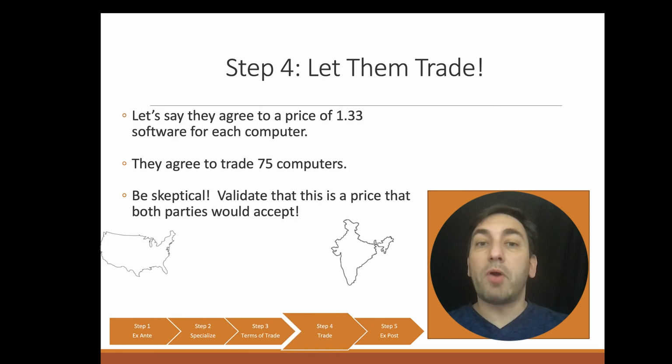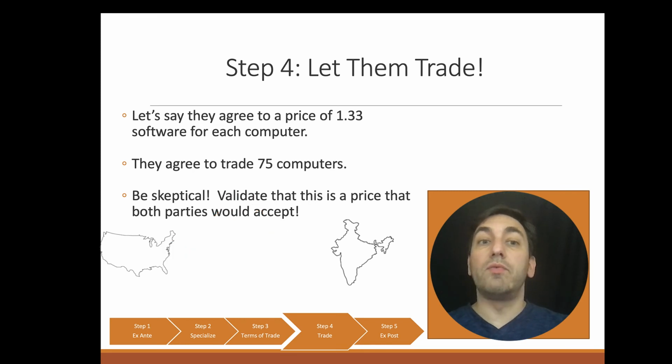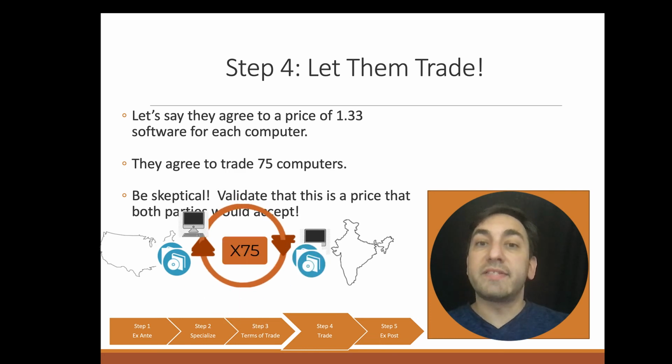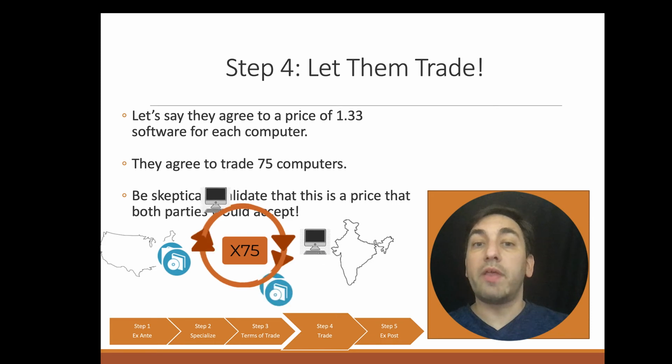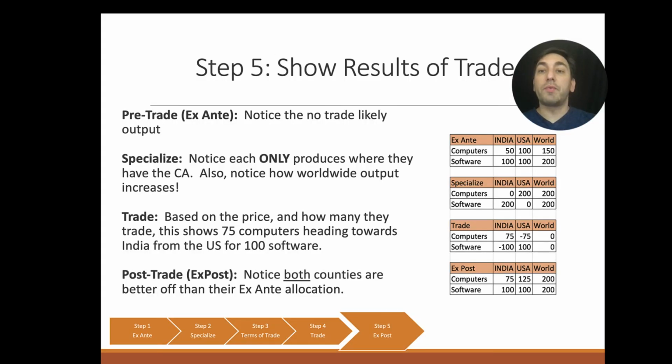I'm going to let the price of software be 1.33 software for each computer. That is within the acceptable range of the price being between 1 and 2. They are going to trade 75 computers. So each computer has a price of 1.33 software, so 75 computers are going to be exchanged for 100 pieces of software. Now let's show the result of the trade.